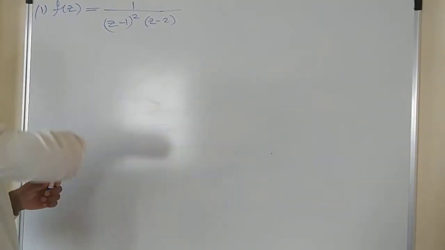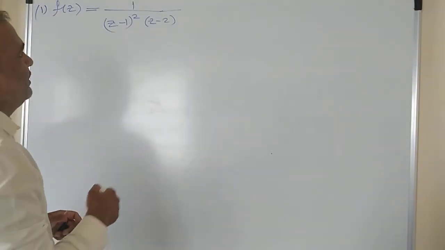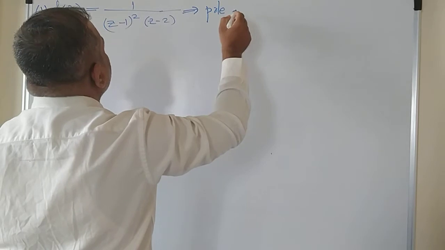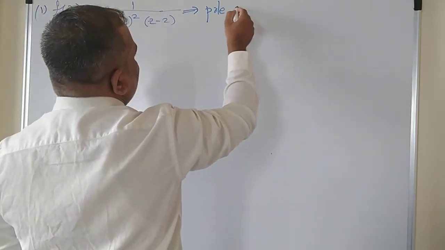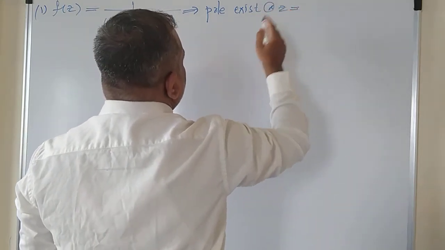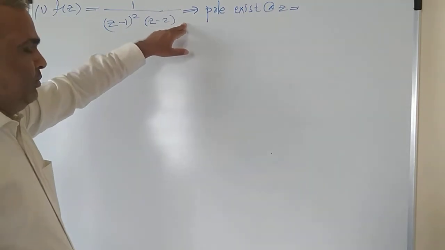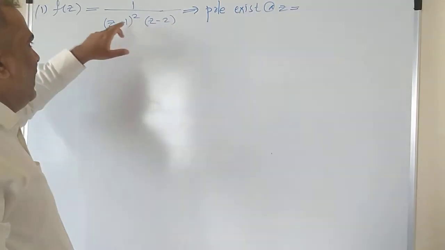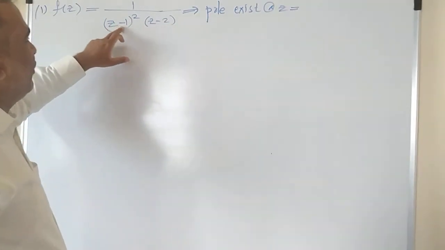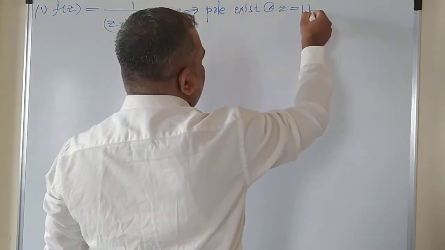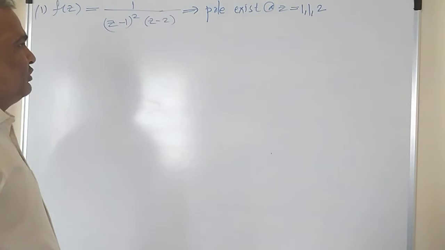And how to calculate the pole of order? We know that in this case the poles exist at z is equals to how much? You can equate denominator to 0. If you equate denominator to 0, you will get poles at z is equals to 2, and z is equals to 1 and one more 1, because you are having two brackets here. So z is equals to 1, 1 and 2. These are three different poles.